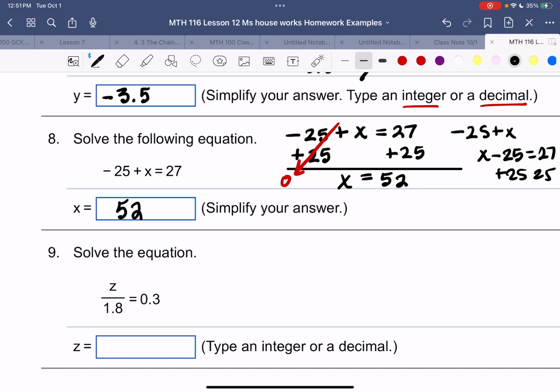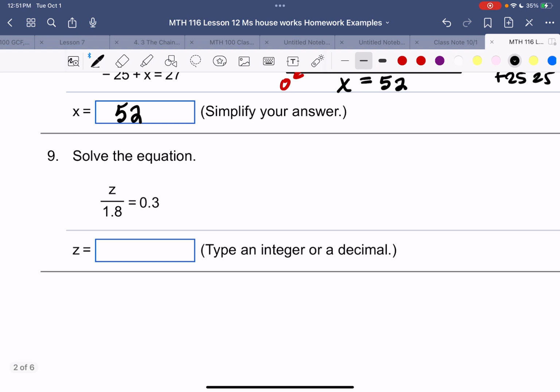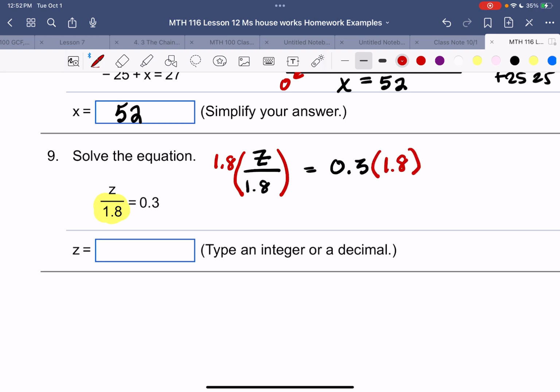Practice doing it without your calculator. Use your calculator to check. Now, for the first time, we have a division. The opposite of division is multiplication. So in number 9, I have z divided by 1.8 equals 0.3. I'm going to multiply both sides by 1.8. I'm going to use parentheses for my multiply. You definitely don't want to use a dot here, and you don't want to use an x, so parentheses make sense.